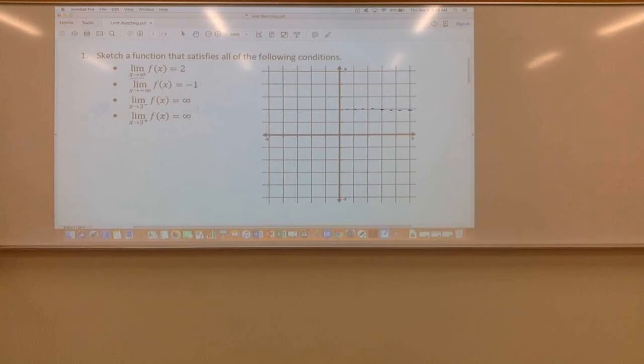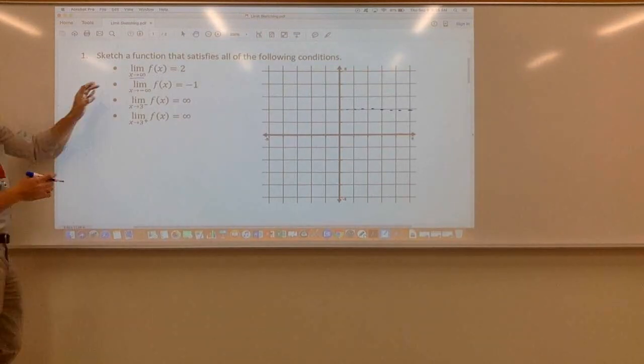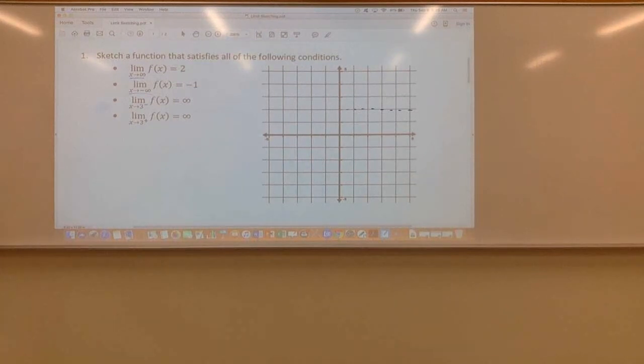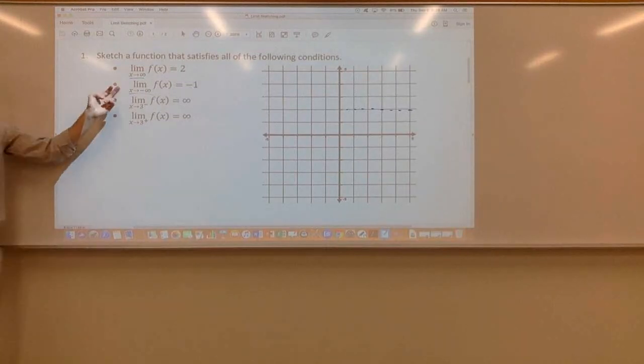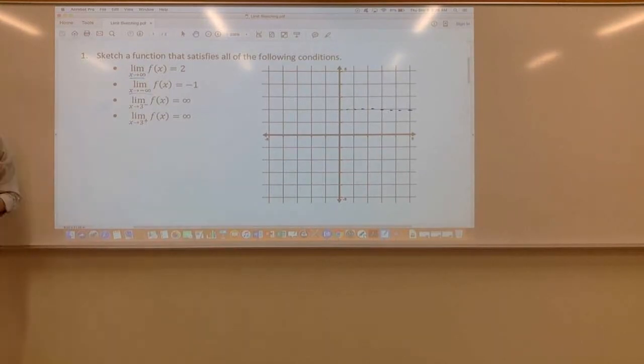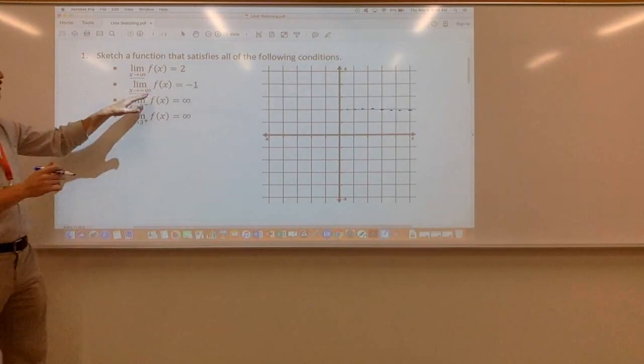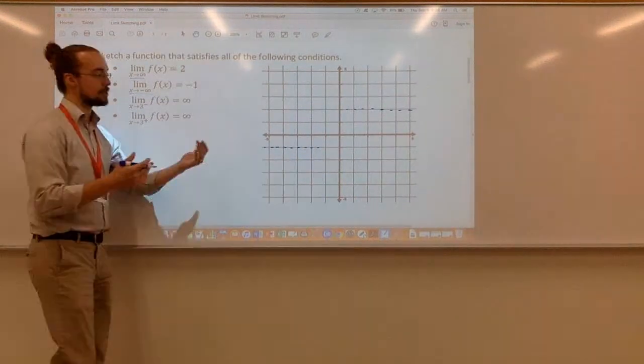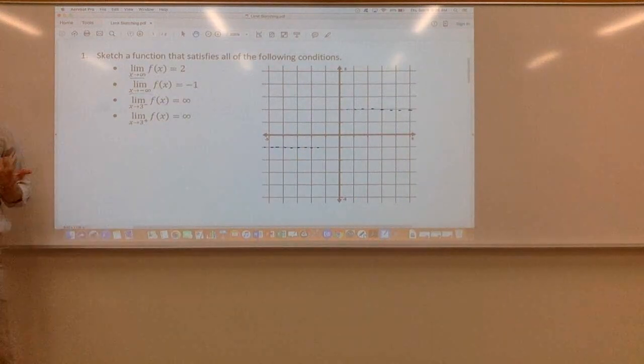Now, the second one says as x approaches negative infinity, we're approaching a different y value. So as we go to negative infinity, what does this one say? It's going to get closer and closer to negative 1. So over here, we'll have a horizontal asymptote at negative 1.